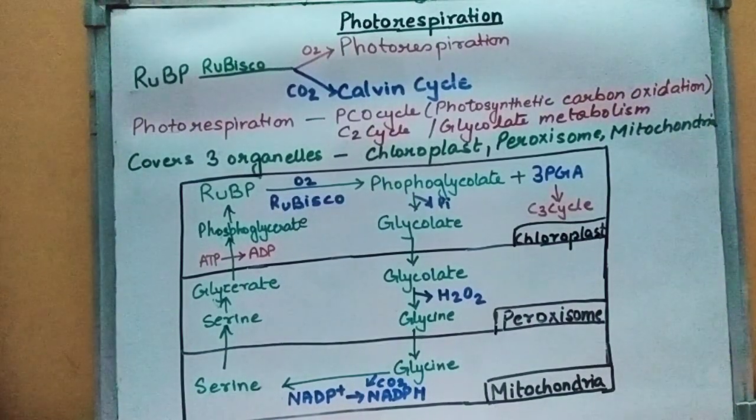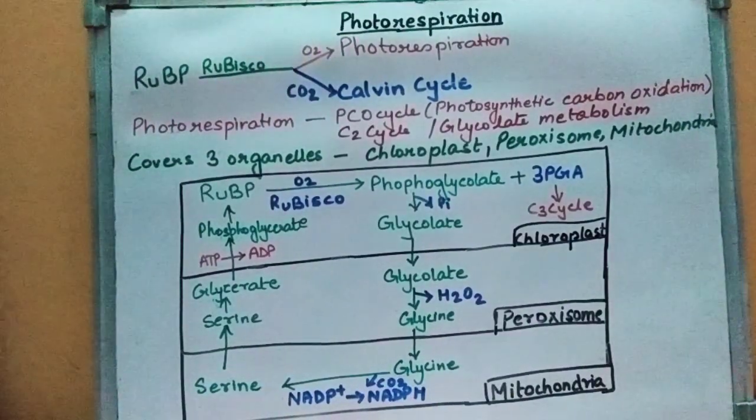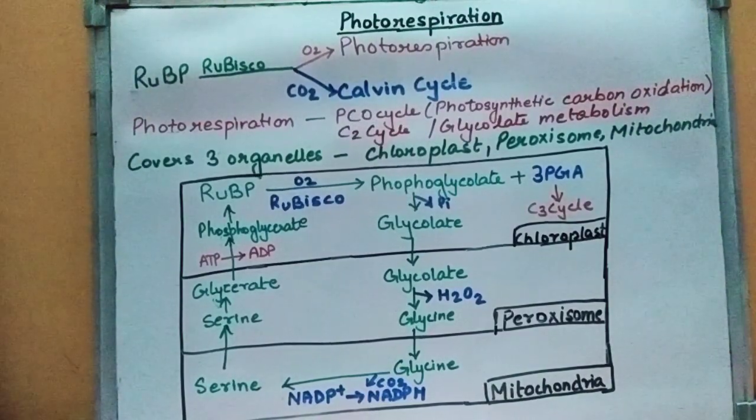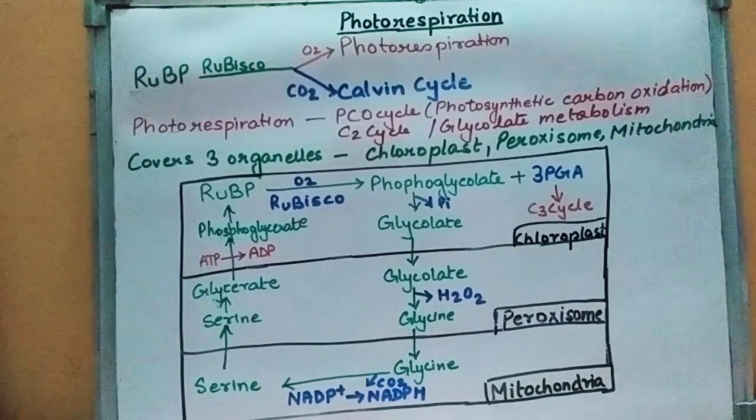So what we have come to know is that when CO2 concentration is less compared to oxygen, Rubisco starts combining with oxygen, and rather than entering the Calvin cycle, it starts the process of photorespiration, where no glucose is synthesized, rather there is utilization of energy. So it's a waste process for the plant. The other name for photorespiration is the PCO cycle, that is photosynthetic carbon oxidation. Remember, in the Calvin cycle there was reduction going on, carbon dioxide was reduced to glucose, but here it is not happening. Here oxygen has been added, so it's an oxidation process.